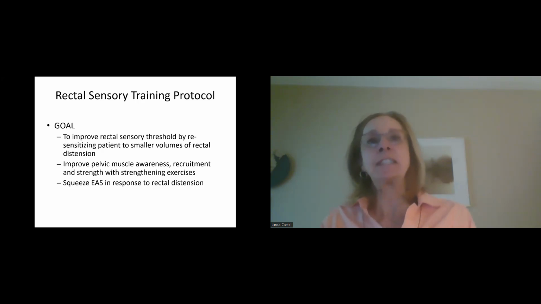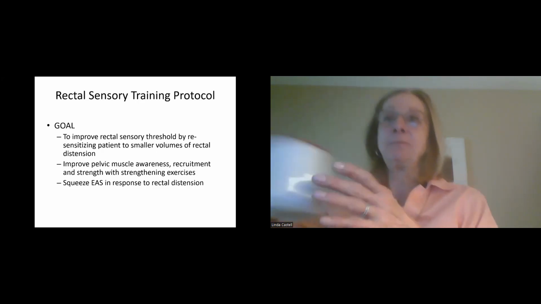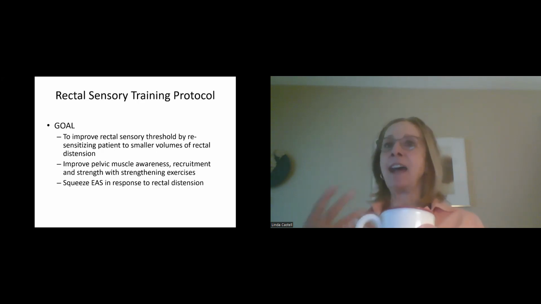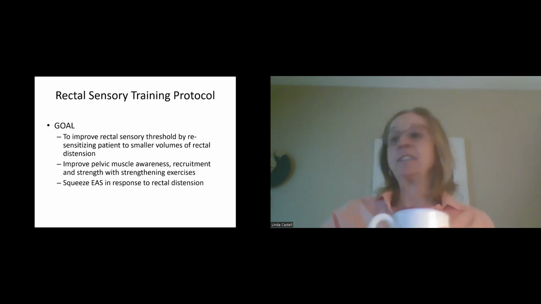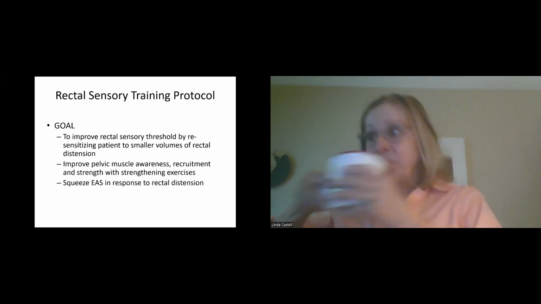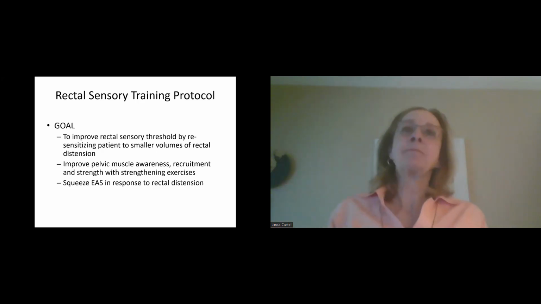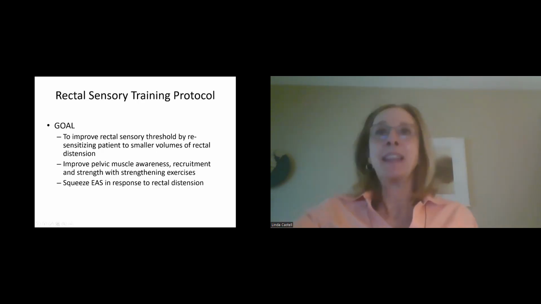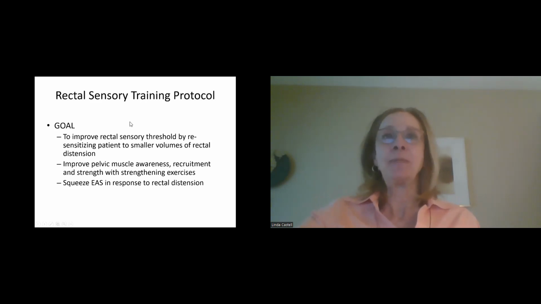So they have to feel at least 40 milliliters of rectal distension. Our goal here is to improve their rectal sensation, retrain them to know what it feels like to have rectal filling, just retrain that brain. And we're also going to improve their pelvic muscle awareness by having them recruit and squeeze their external anal sphincter every time they feel that rectal distension. And this is the biofeedback I like because we see improvement a lot faster than the other biofeedback trainings that we do, the muscle strengthening or the pushing exercises.